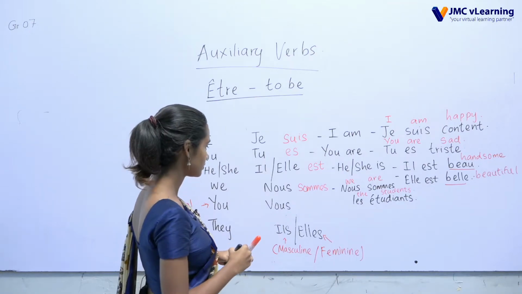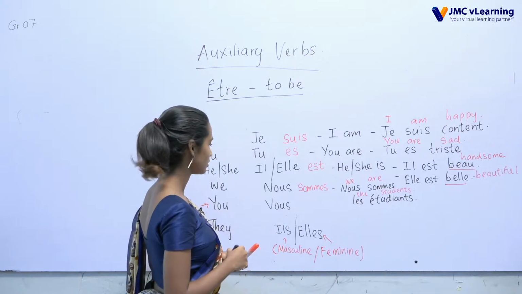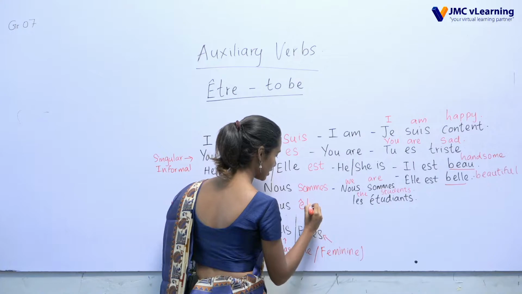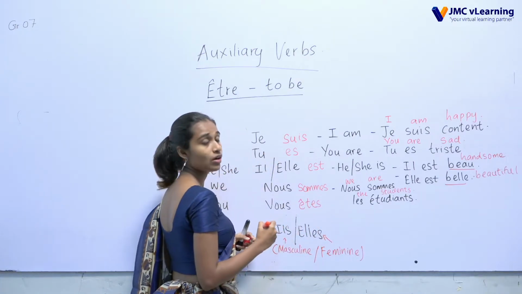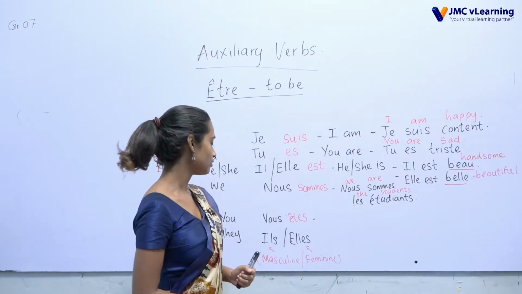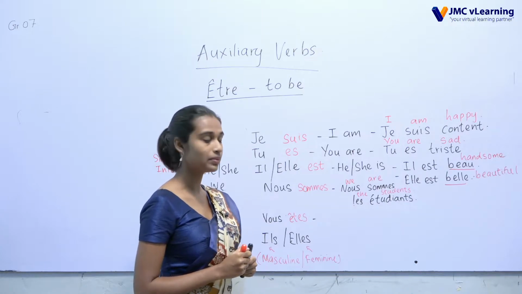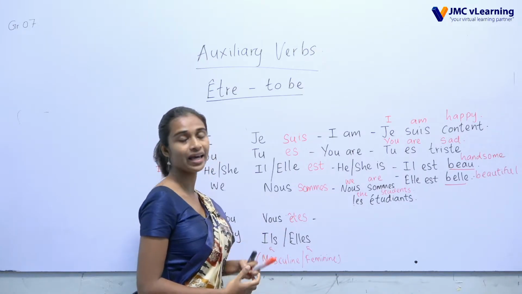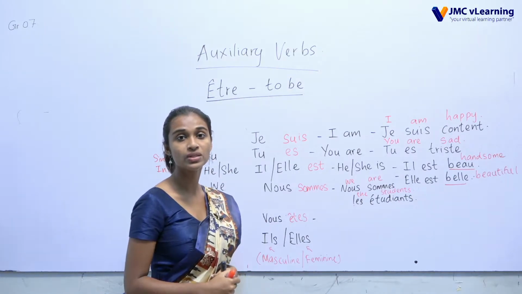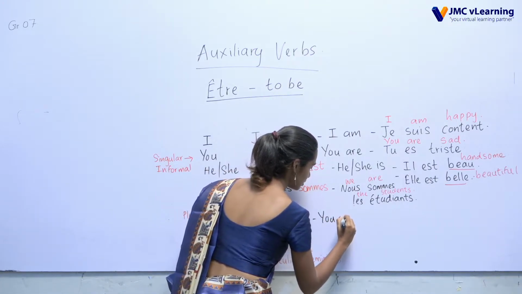Okay. So with vous, the être verb is conjugated as êtes. So you pronounce it as vouz êtes. What is it? Vous êtes, which means you are.